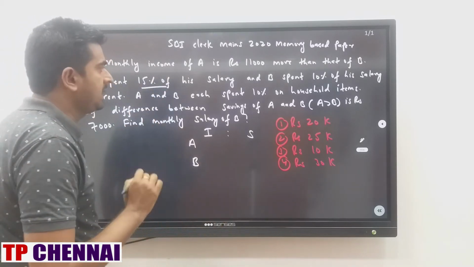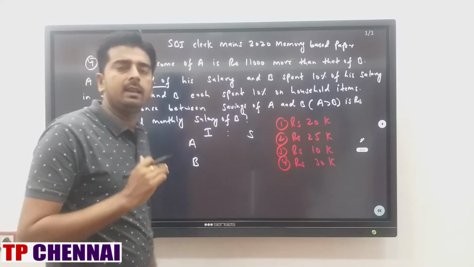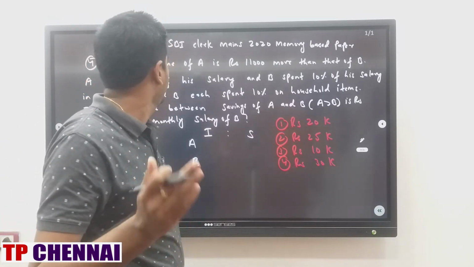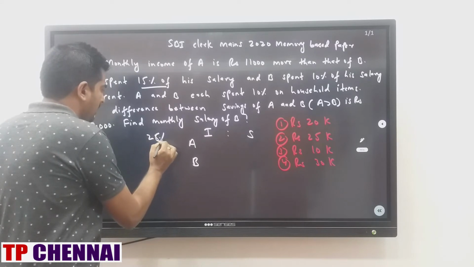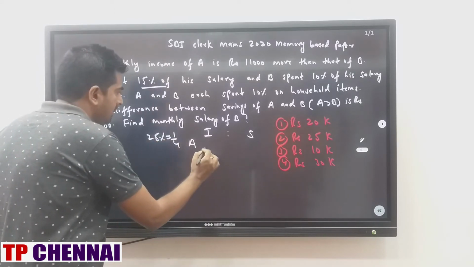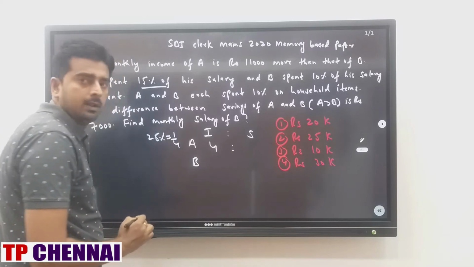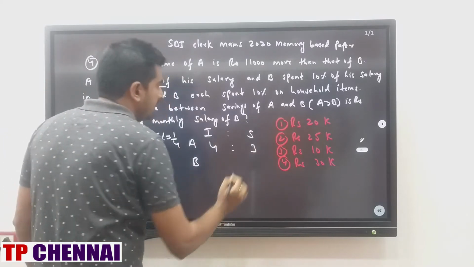After that A spent 10% on household. That means totally A spent how much? 15 plus 10, which is 25%. What is the 25% fraction value? 1 by 4. If the income of A is 4, he spent 1. So what about saving? 3.